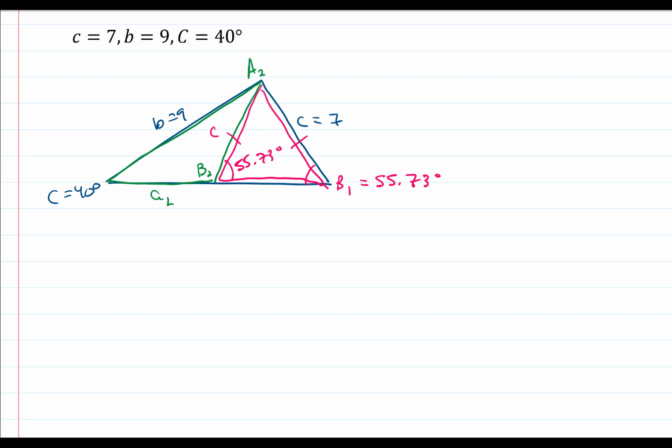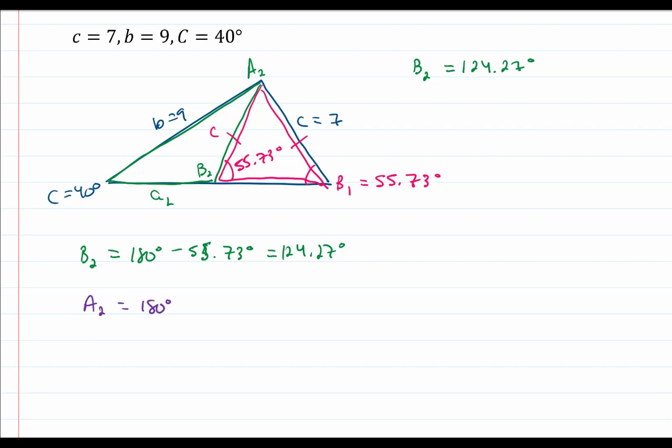We're going to start by finding angle B sub 2, and what we know is that angle B sub 2 is supplementary to the 55.73 degree angle, which means that angle B sub 2 is equal to 180 degrees minus 55.73 degrees. This gives us a difference of 124.27 degrees. So we have angle B sub 2 equal to 124.27 degrees. We now need to find angle A sub 2, again using the fact that the sum of the interior angles of a triangle is always equal to 180 degrees.